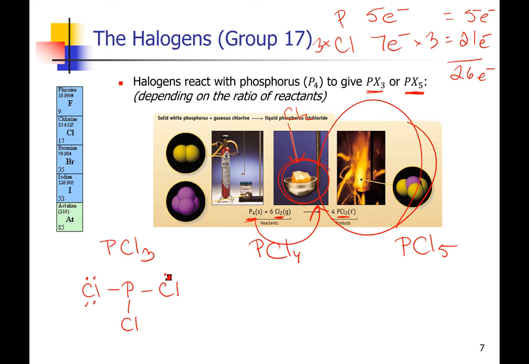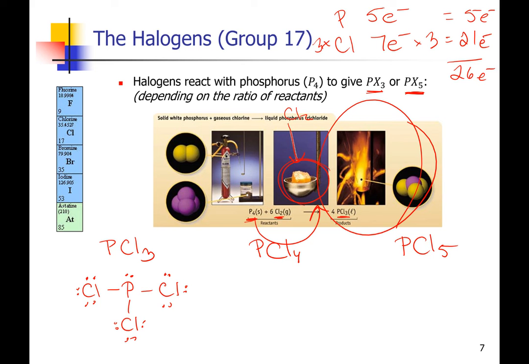Then we fill in lone pairs around the chlorines, like so. That uses up another 18 electrons. We've got 2 left. They go on the phosphorus. And we get a really nice Lewis diagram in which all 4 atoms obey the octet rule.